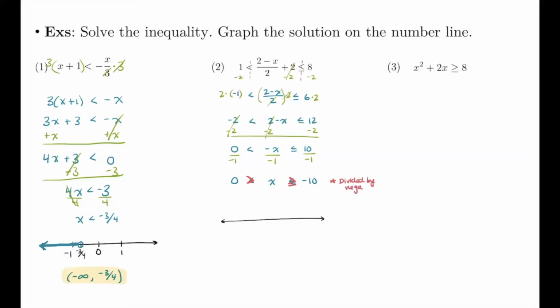Sorry, I got so excited that we were solving this. We were almost there.